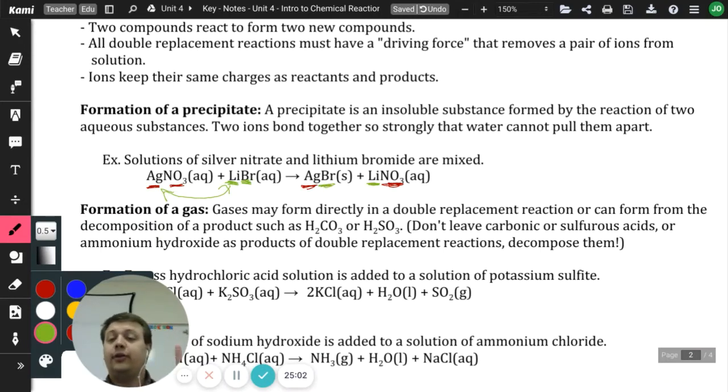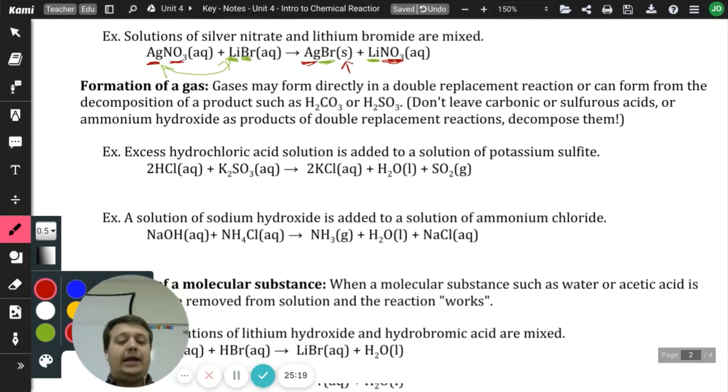So they swap partners, but as a result, we produced a precipitate, which is going to be, in this case, the silver bromide. And I know that because it says it's a solid. And it's a solid because it could not be dissolved by the water. Okay? All right, moving on.